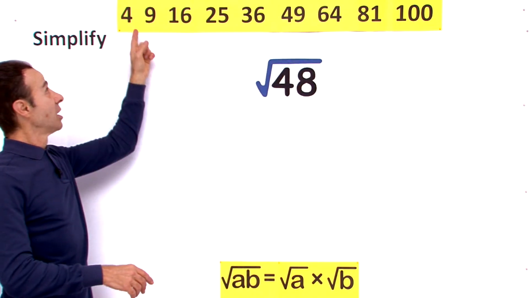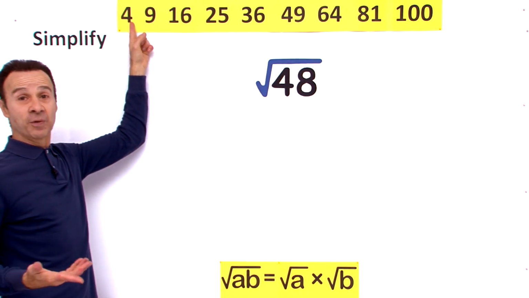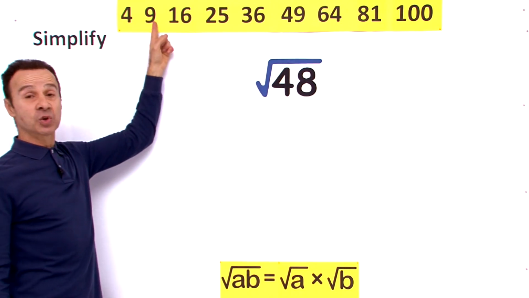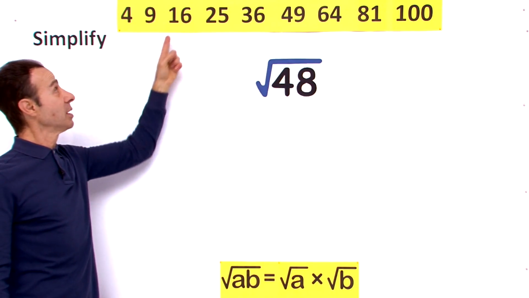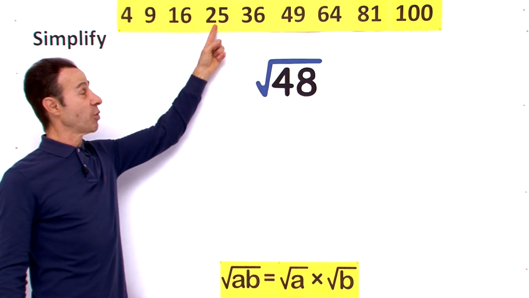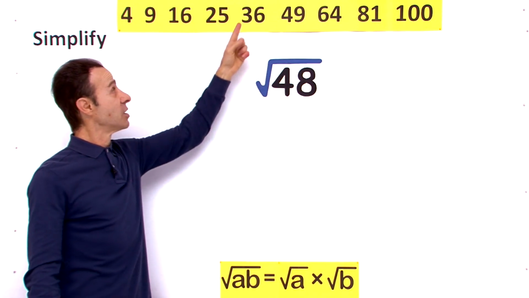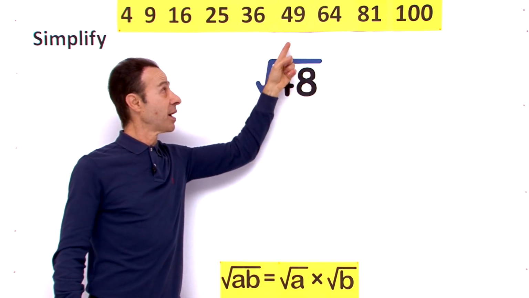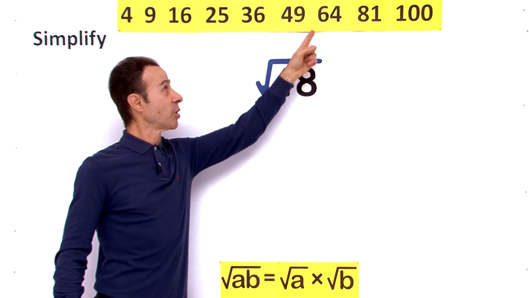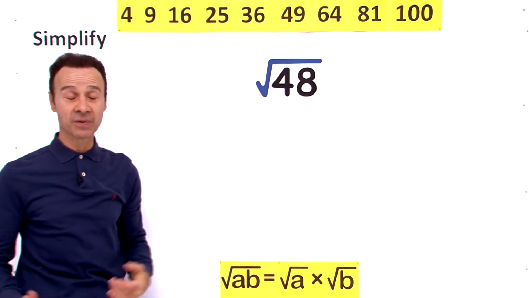Perfect squares are like this. The square root of 4, that's a perfect square, gives us 2. The square root of 9 gives us 3. The square root of 16, 4. Square root of 25 is 5. Square root of 36, 6. Square root of 49 is 7. Square root of 64 is 8, and so on and so forth.